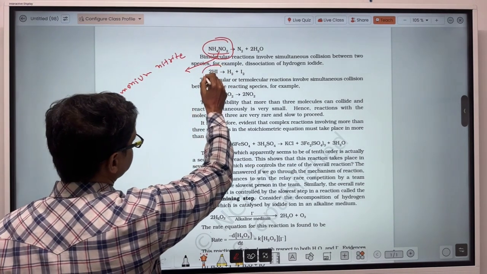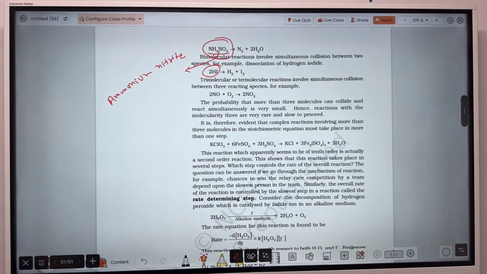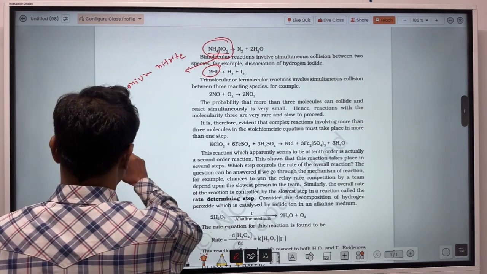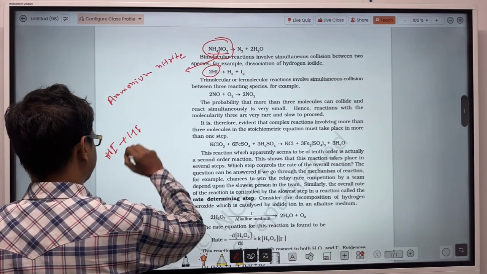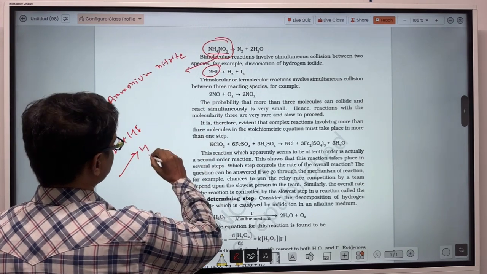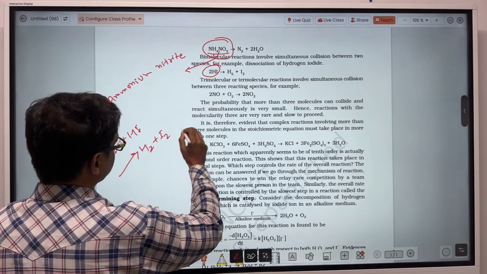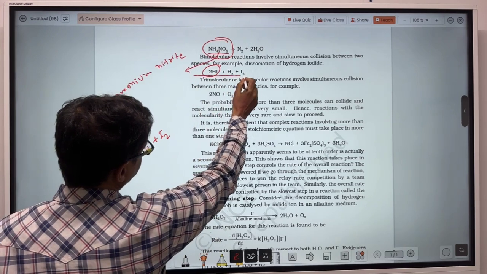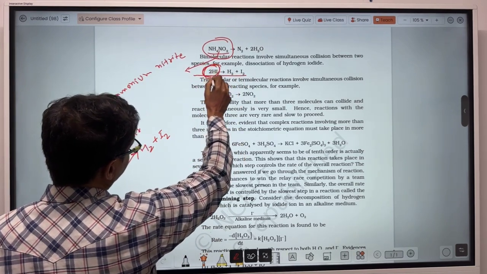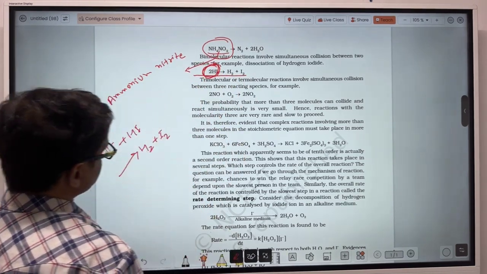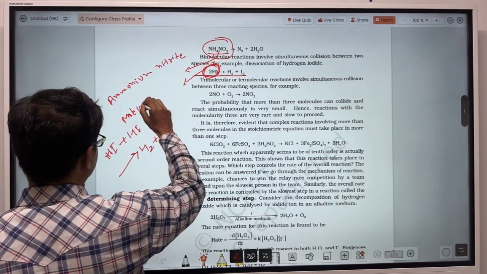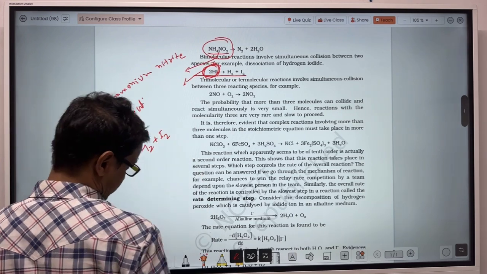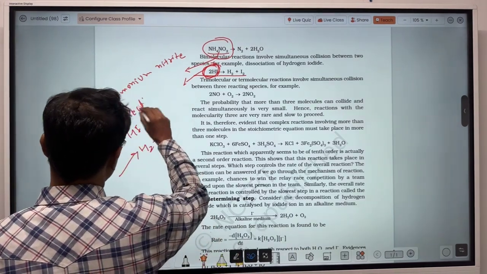In this reaction, 2 moles of HI give the formation of H2 and I2. Here, two HI molecules collide together and there is formation of H2 and I2. So in this elementary reaction, there is involvement of 2 molecules, so the molecularity of reaction here is 2.